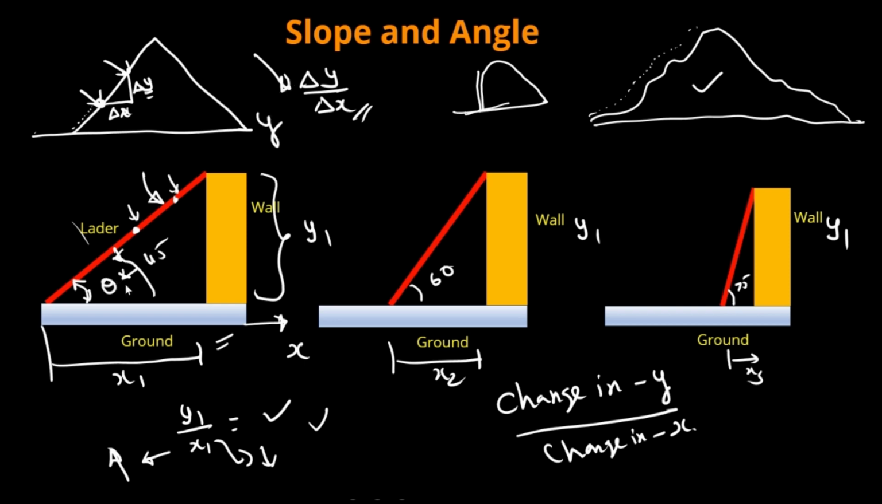You know the trigonometry, right? If you take the right angle triangle here in this way, how do you define tan theta? Tan theta is equal to the opposite side by the adjacent side. Here the opposite side is y1 by, this is x1.